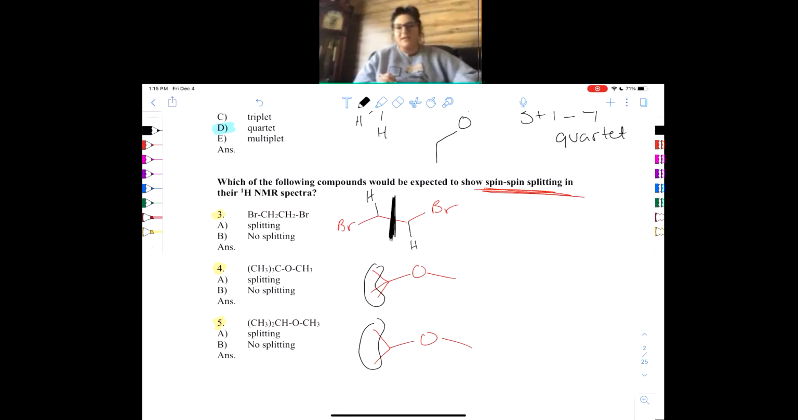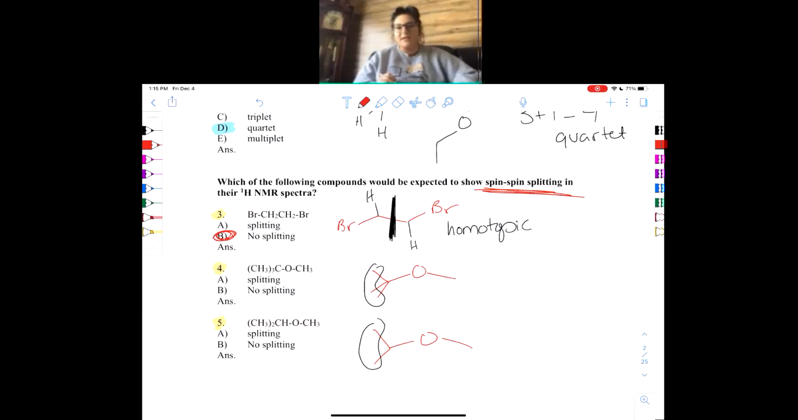Perfect. So if there is symmetry right down the middle, what is the relationship between this hydrogen and this hydrogen? And we're going to use spicy words like, oh, I didn't even have to say it. I'm so proud. Yes, they are homotopic. Exactly. So homotopic means they are exactly the same. So they are not splitting one another. So no, there is no spin-spin splitting.